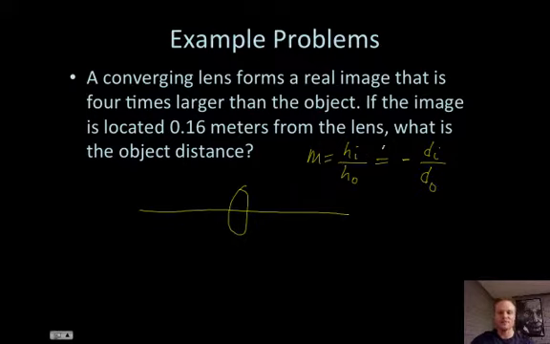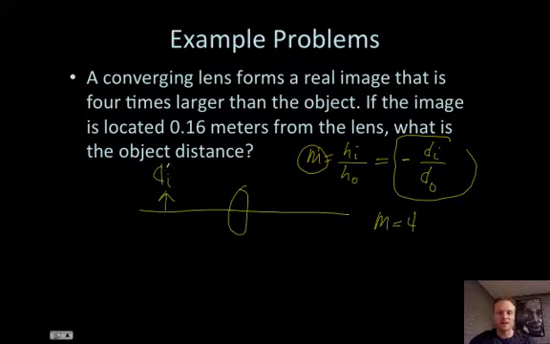In this situation, if the image is located 0.16 meters from the lens, we're going to be using this one right here along with this m, because what they're saying is that the image is 4 times larger, and that is my m. So m equals 4. And the image is located 0.16 meters from the lens, so I'm going to write it right here with a little arrow. That's my image, so d sub i equals 0.16 meters.